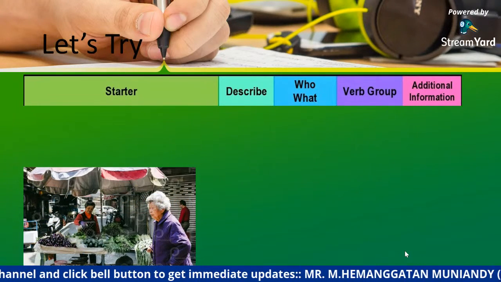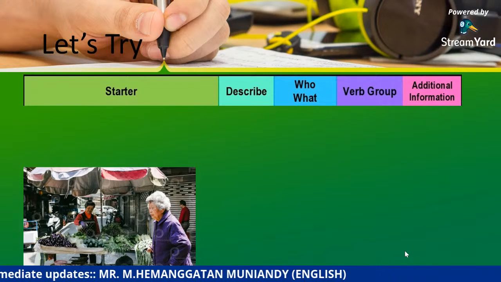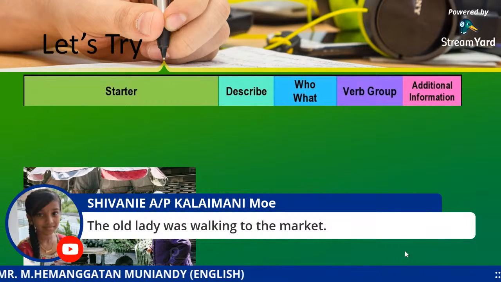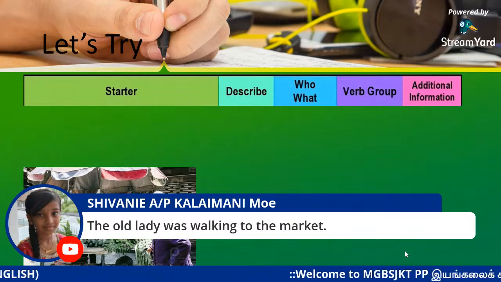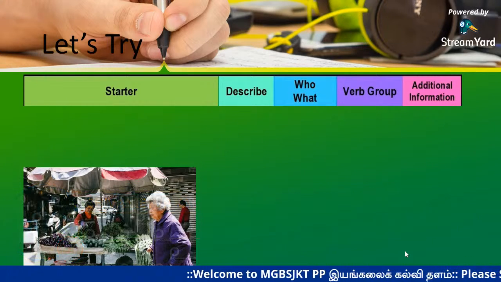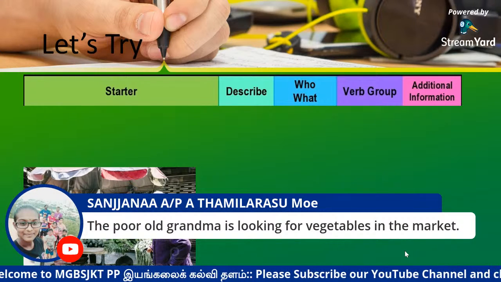Anyone? A very simple sentence. The old lady buying vegetables in the market, Vibisha. The old lady is buying vegetables at the market. The old lady was walking to the market, by Shivani. Okay, sounds good.